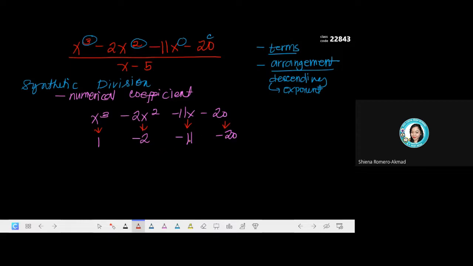And next, you have to get, of course, the value of x. Galing dito. So if you get the value of x minus 5 equals 0, transpose. So magiging x equals positive 5.